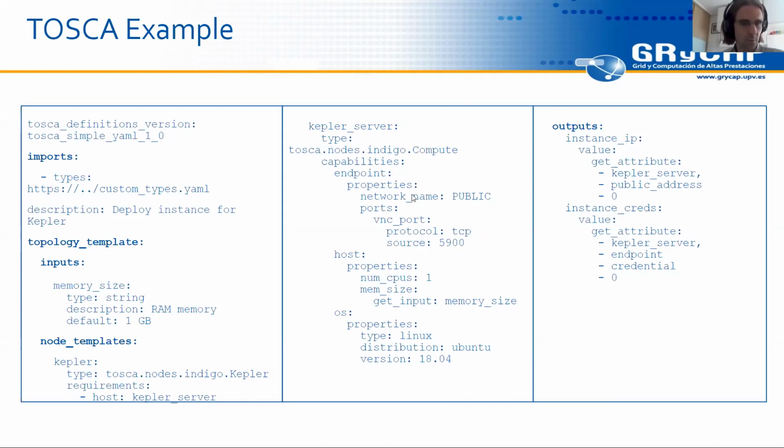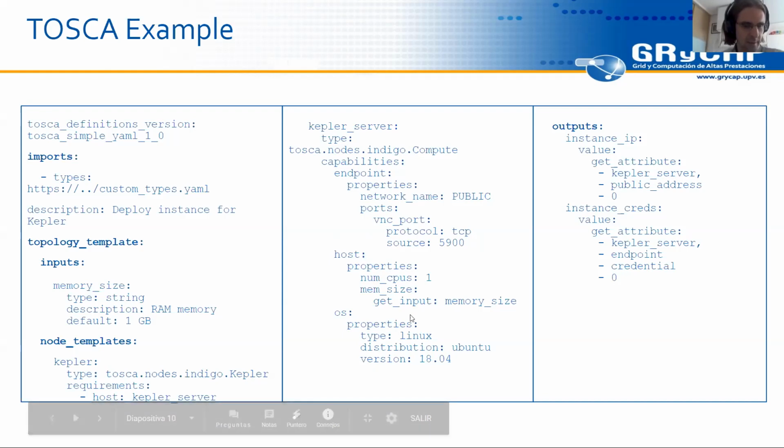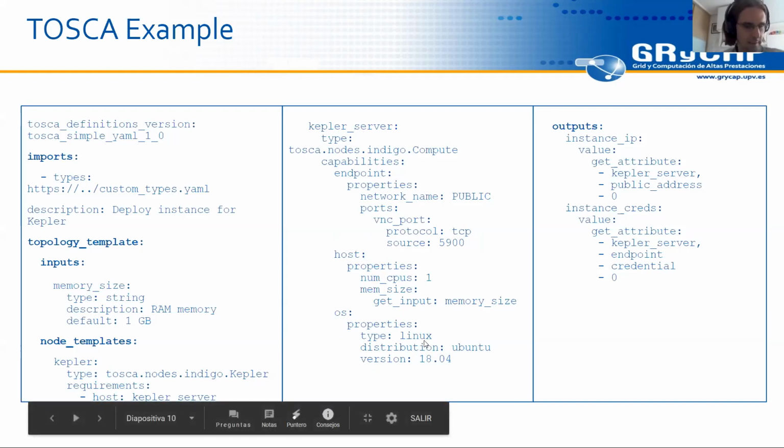Then we define a set of properties. For example, that we want a network that is of type public, and that we need some port to be open, that is the VNC port. And then we define the properties of the node. For example, we said that we want 1 CPU, and we are putting the memory size, getting the value from the input section. And we are also setting the properties about the operating system. We are saying that we want a Linux Ubuntu distribution with version 18.04.